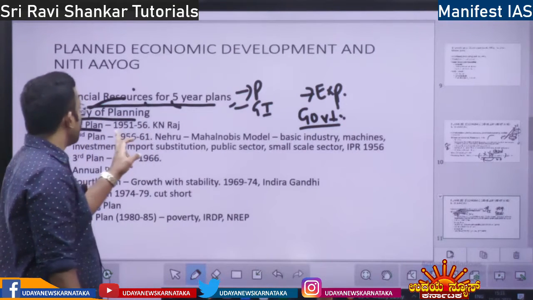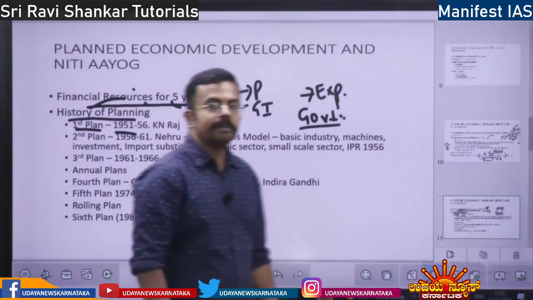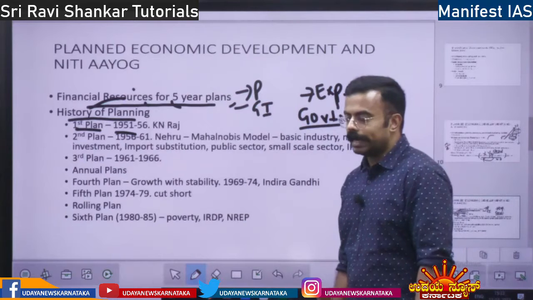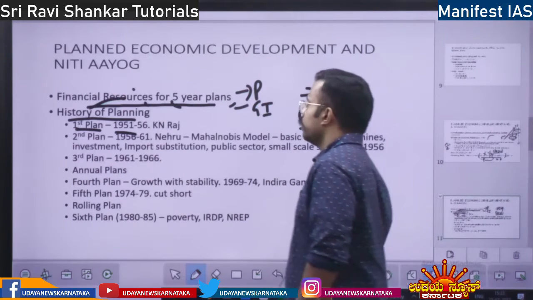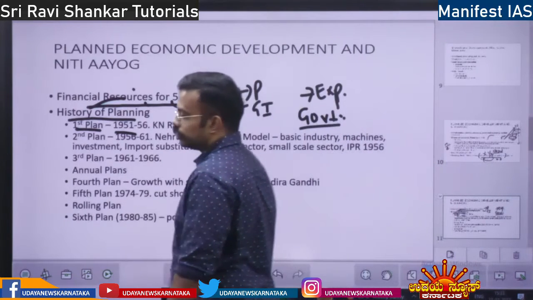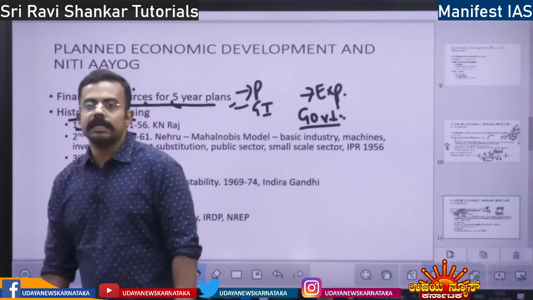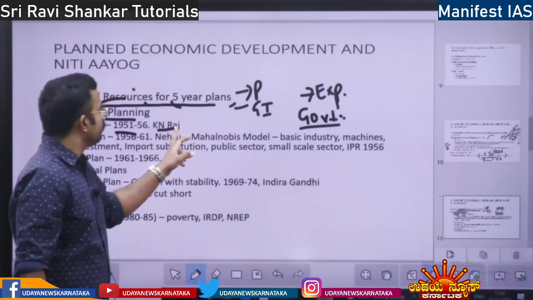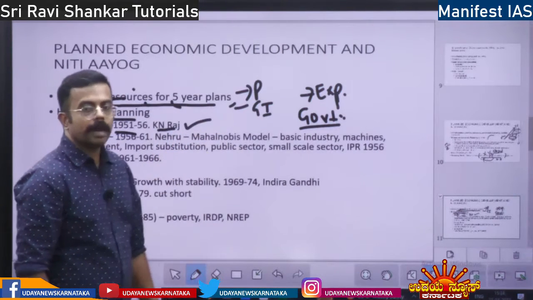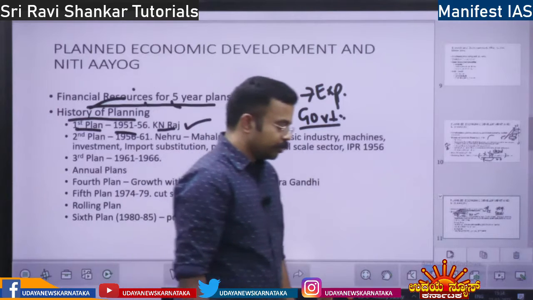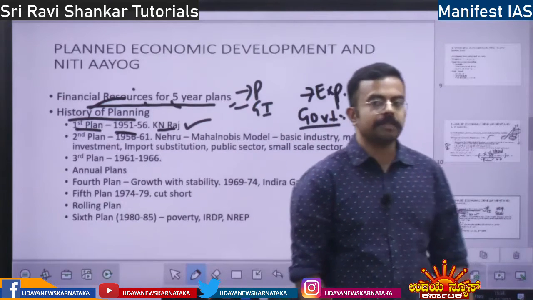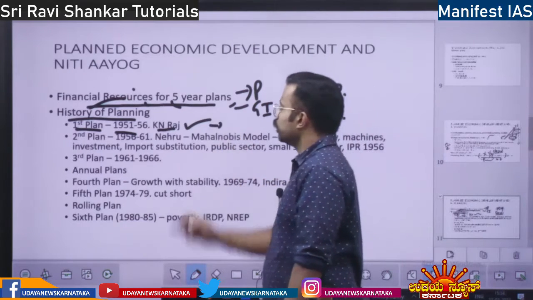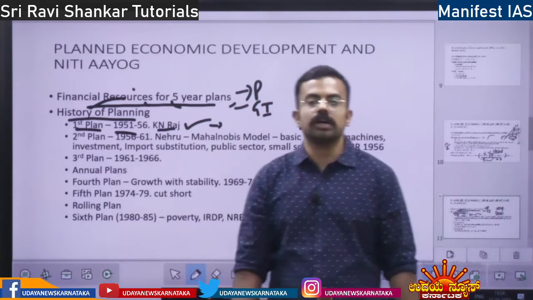Okay. History of planning. First plan started from 1951 to 1956. First plan, 1951 to 1956. This plan was given by K.N. Raj. K.N. Raj is the person behind this plan. So what does this plan envisage? It focused on agriculture. First plan in India focused on agriculture.